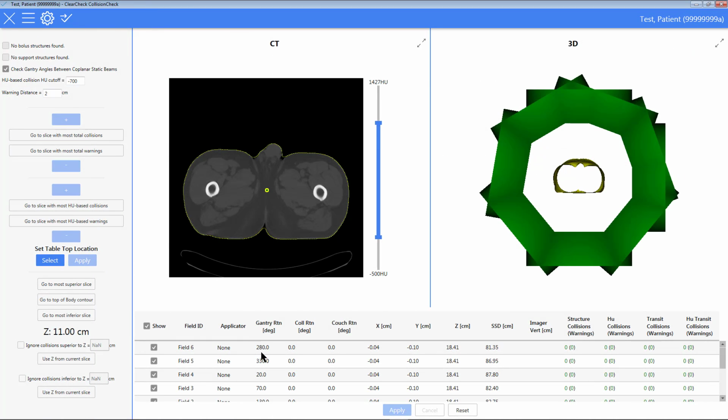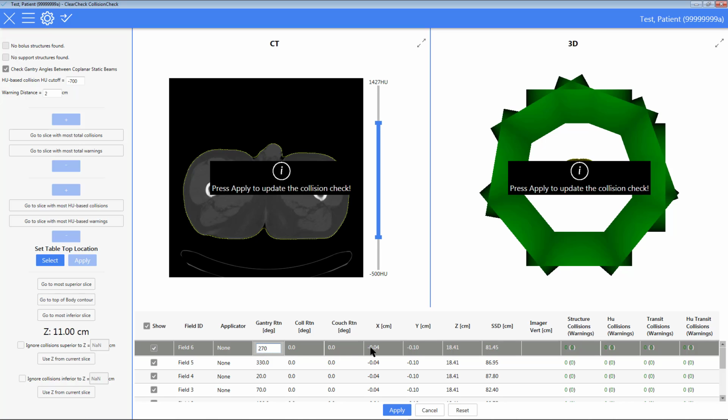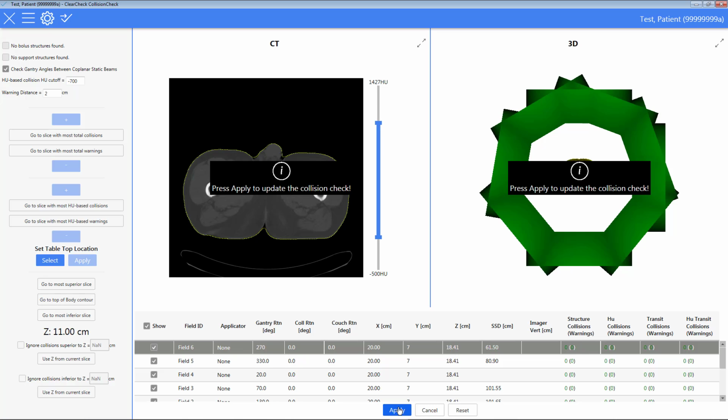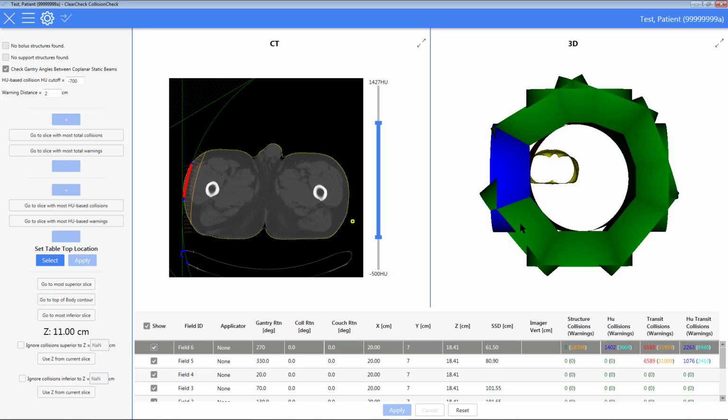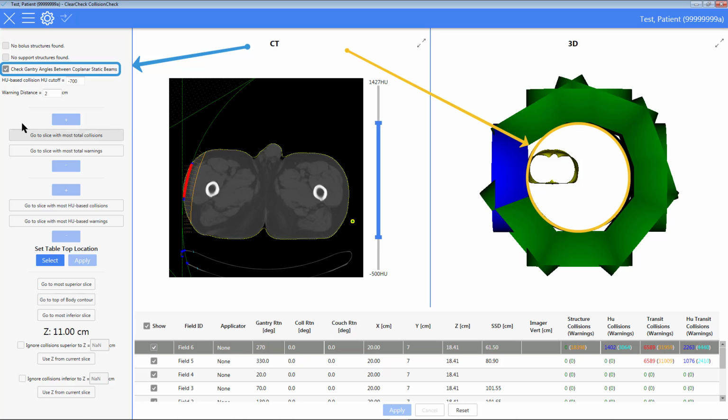Different gantry, collimator, and couch positions can be evaluated without affecting the actual treatment plan. Collision Check identifies whether or not there are any support structures or bolus in the plan. Collisions can be checked between coplanar static beams to ensure no collisions when moving between treatment angles.